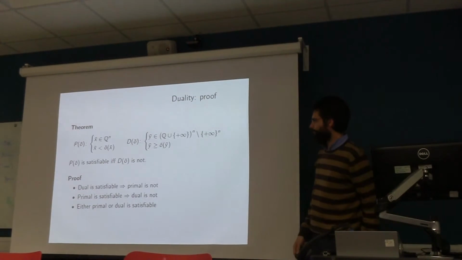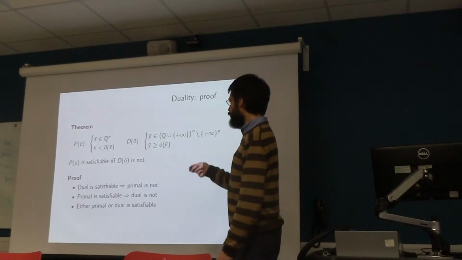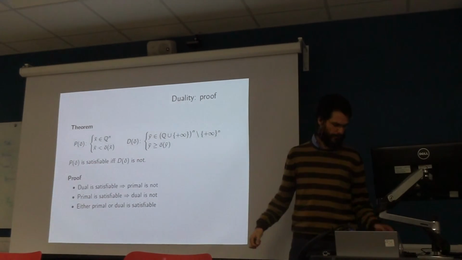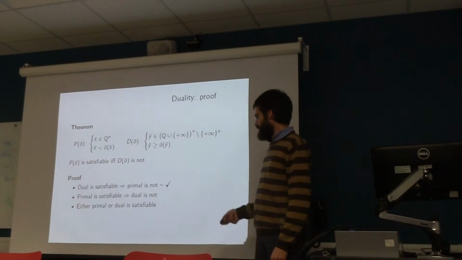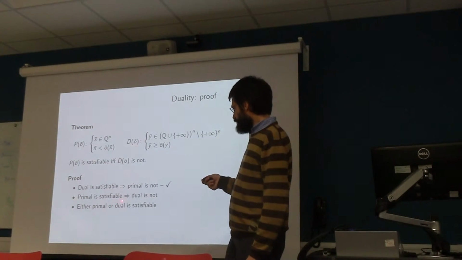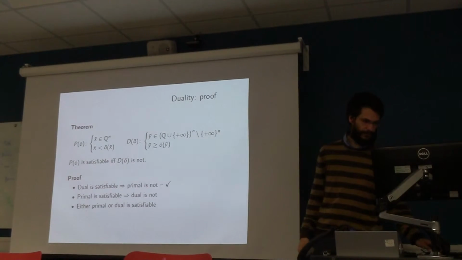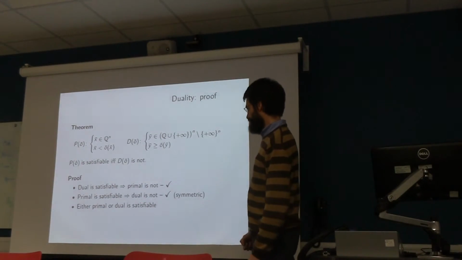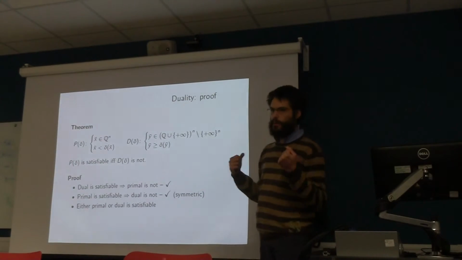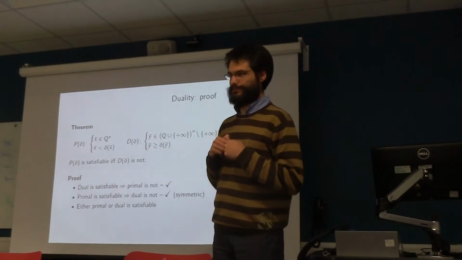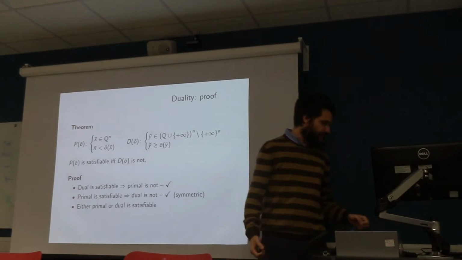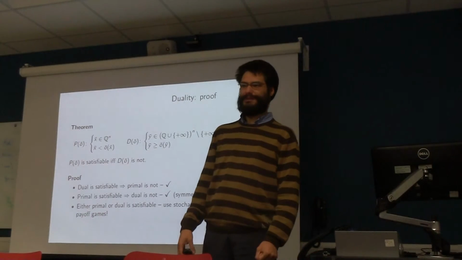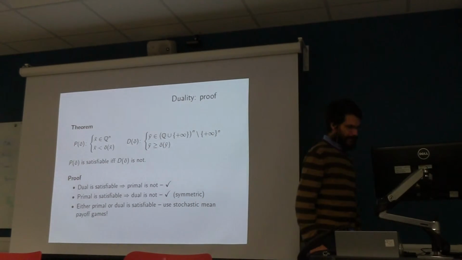So, we want to prove this duality lemma. One direction we see is very easy. Right? We just did it. The other direction is symmetric, so it's also very easy. The interesting one is the third direction, that one of them has a solution. And this turned out to be proved by using these stochastic mean payoff games in a kind of funny way.